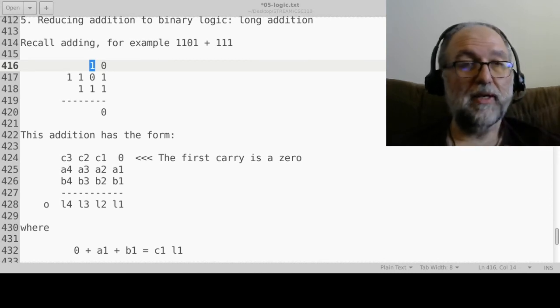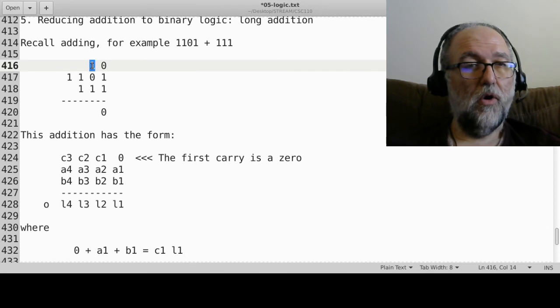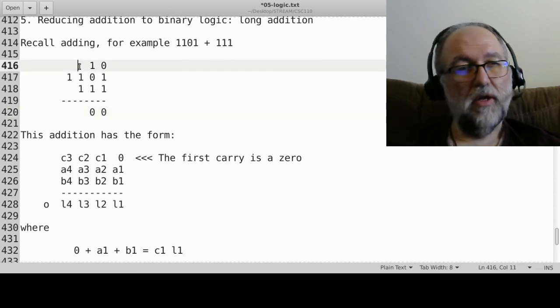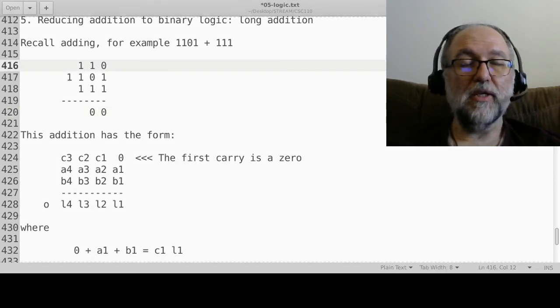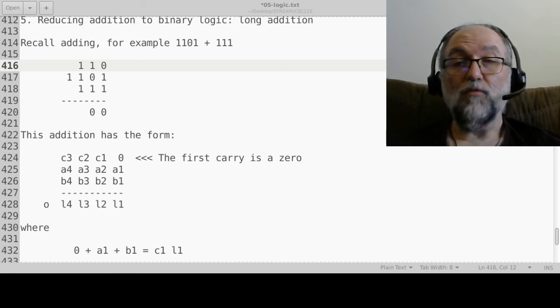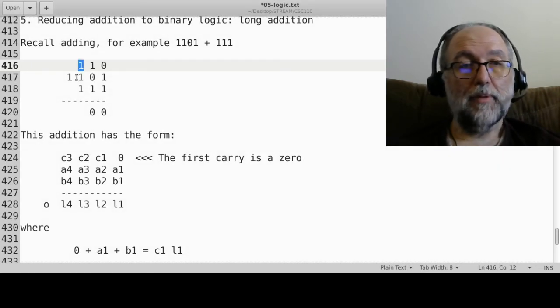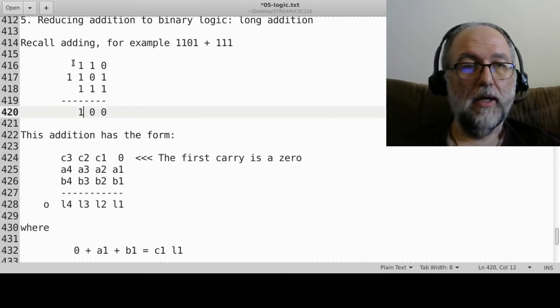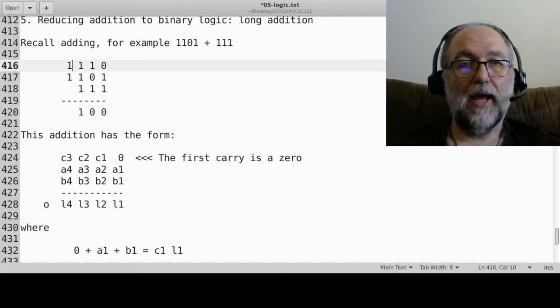And now we have another 3-bit addition. So we're going to go 1 plus 0 plus 1, and what's that equal to? That's equal to 0, the least significant figure, and then a carry. And the carry goes into the next column. And now we have 1 plus 1 plus 1, another 3-bit addition, and we're going to get the answer 1, carry 1, like that.